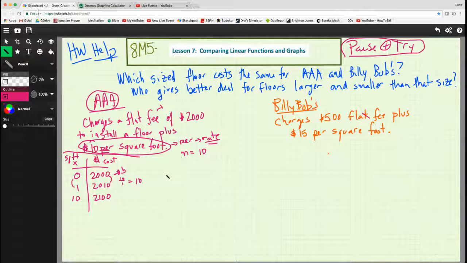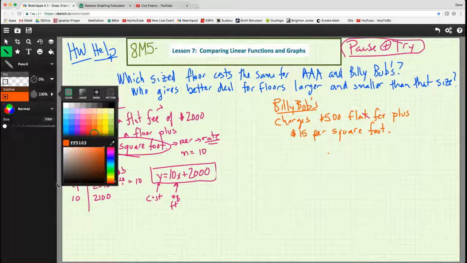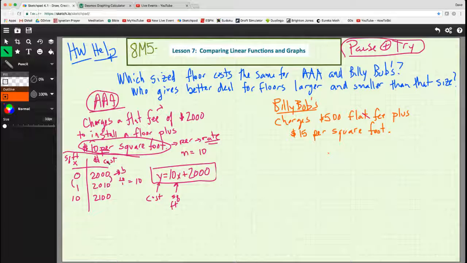So what is our equation? Our equation then is y equals 10x plus 2,000. And y is our cost, and x is the square feet that you're installing. And so that's AAA's equation. Now let's look at Billy Bob. Billy Bob, you can do the exact same picture, the exact same t-chart, the exact same math, and you can find out that y is equal to 15x plus 500. I'm not going to redo all this same math because it's the exact same with just different numbers.